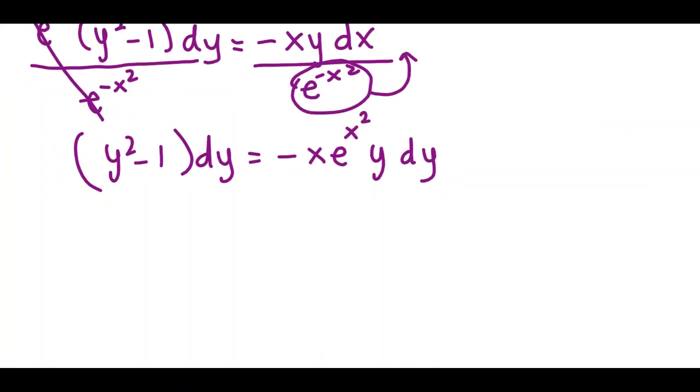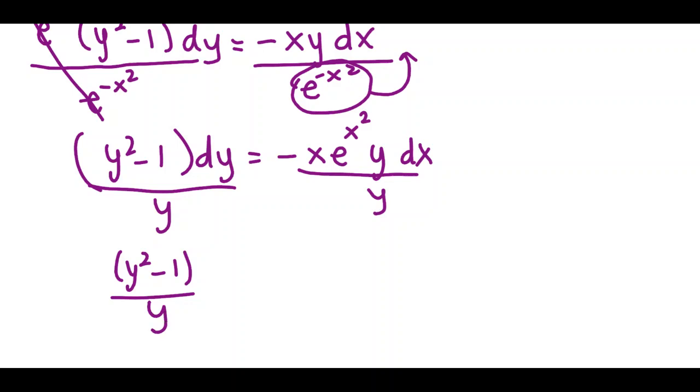Okay, now we want to go ahead and finish getting all the y's on one side, so I'm going to divide by y. Oops, I wrote dy twice. Divide by y, and we get (y squared minus 1) over y dy equals negative x e to the x squared dx.